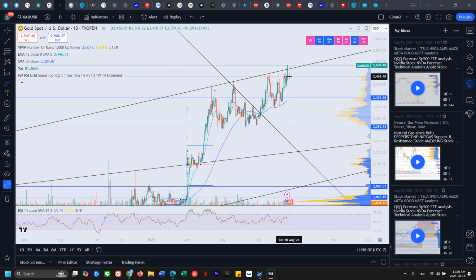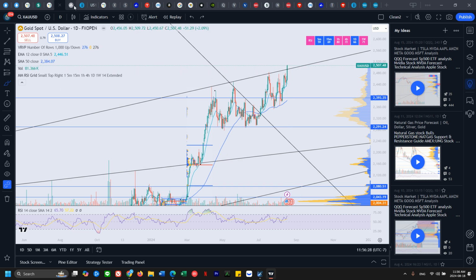So we'll see two ways, and if that happens for bears, then we're potentially coming back down to this 2393 zone. And for bulls, just sit tight. You're at all-time highs. There's no resistance, right? Just let it ride until you see signs of a red flag. But for now, no signs of a red flag yet.